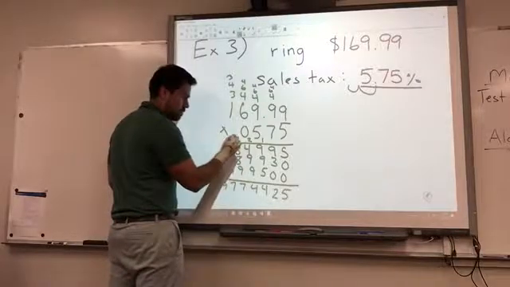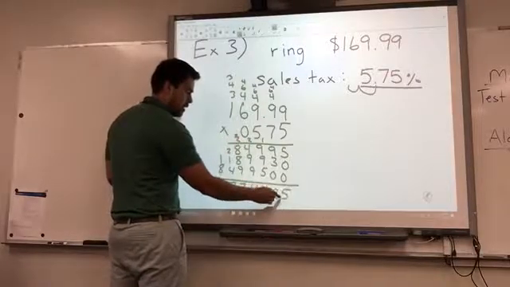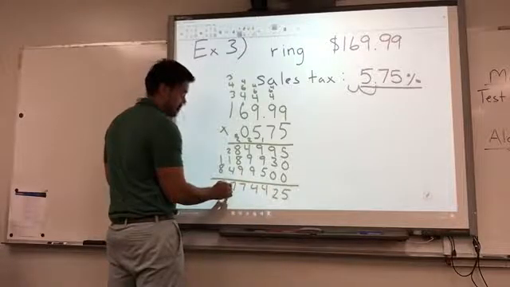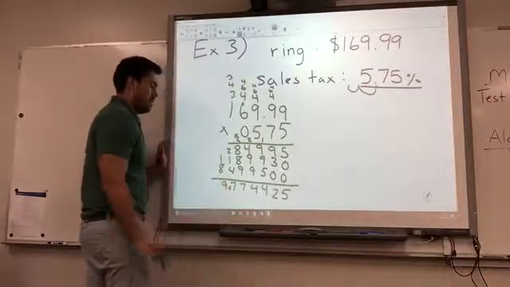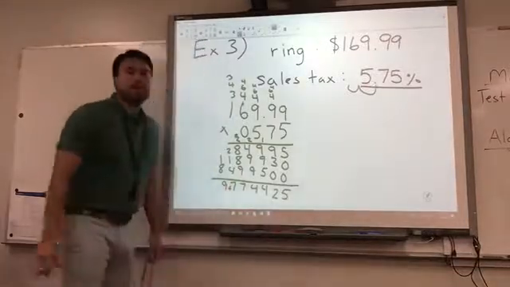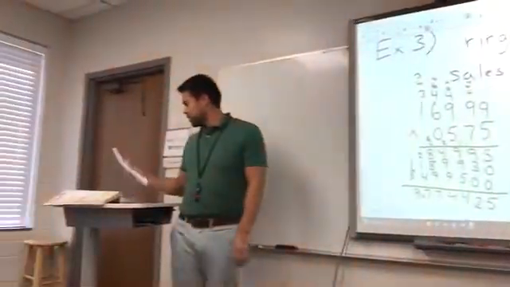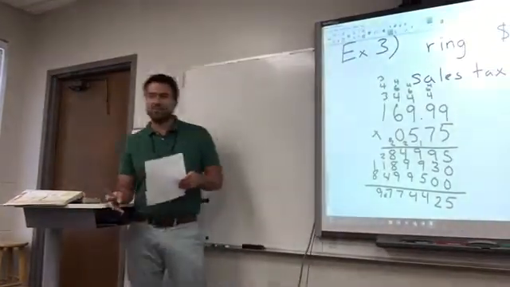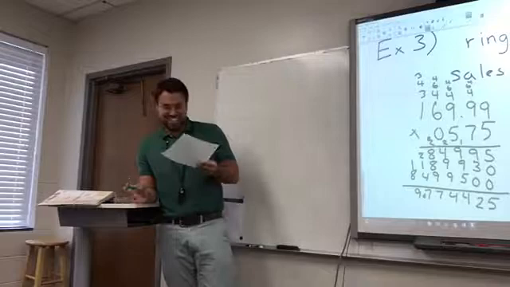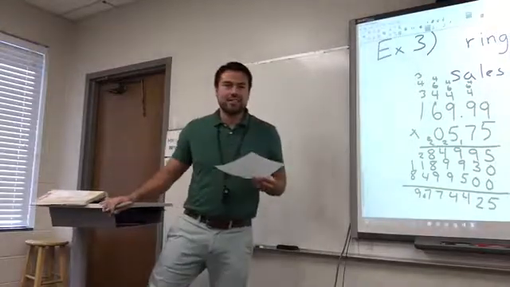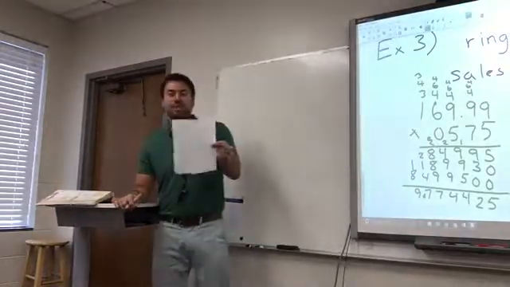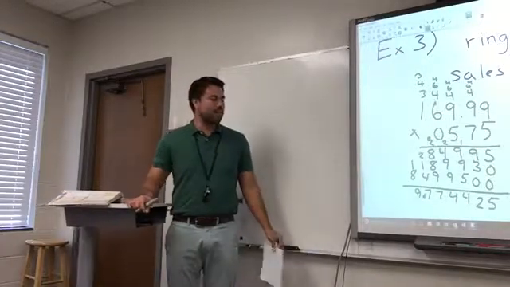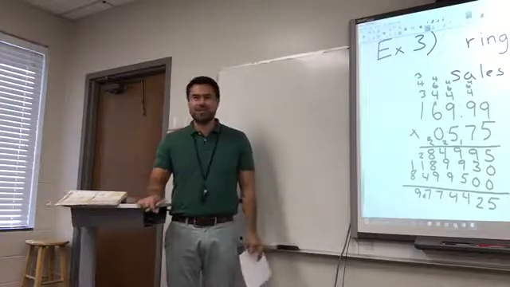And don't forget your decimal place. And once you get your numbers, and I'm checking mine, fourth time's the charm. All right. You have one. Once you get your number, how many of you got 9.774425? What a fun number.